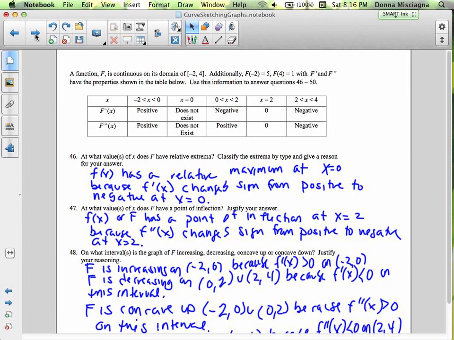All right, so look at our first derivative. We go from positive to negative. That means there's a relative max, right? So f of x has a relative maximum at x equals 0 because f prime of x changes sign from positive to negative at x equals 0, right? It's right here, right? Positive to negative, relative max. Oops, there goes my eraser.